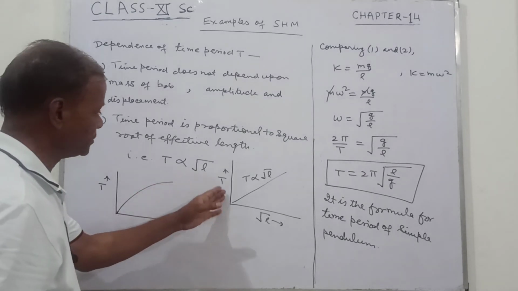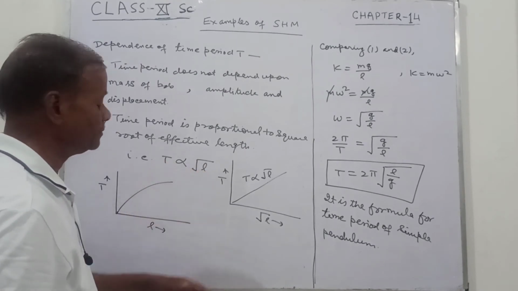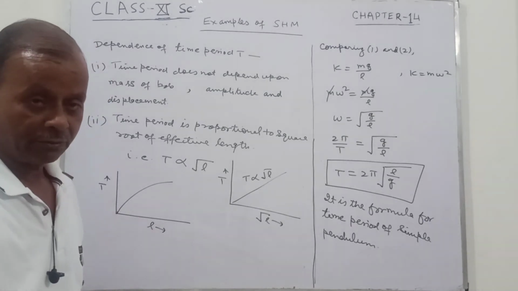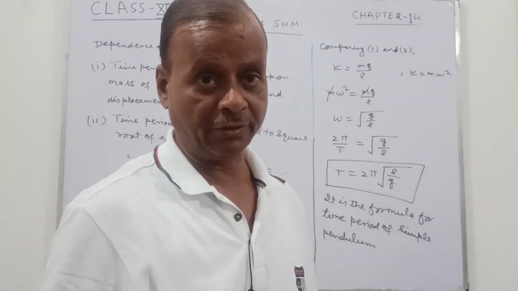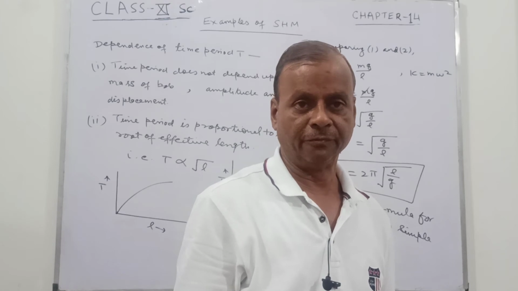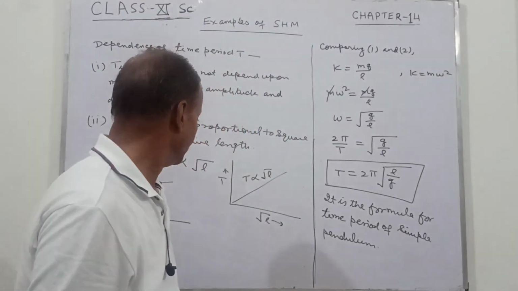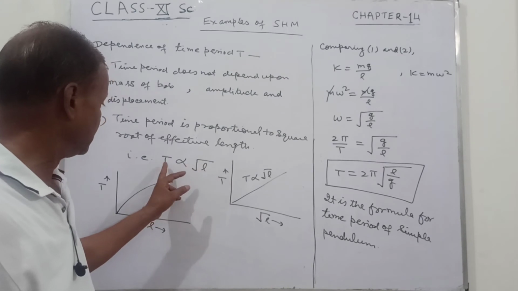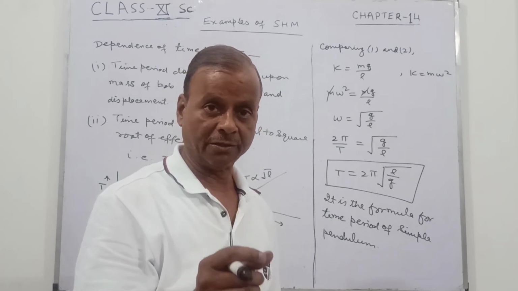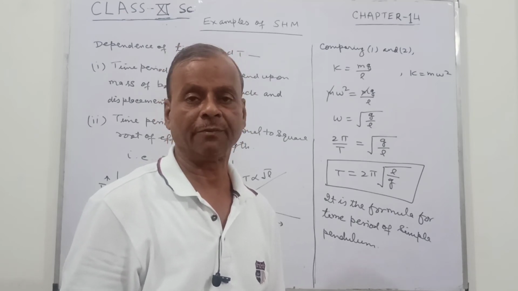So if the effective length is increased or decreased, then the time period will increase or decrease. If L increases, T will increase. If L decreases, T will decrease. A very simple example: suppose we have a hollow pendulum filled with water having a hole at the bottom, and the water is allowed to flow while the pendulum is vibrating. As the water goes out of the bob, the effective length will increase, so the time period will increase. It means that it will vibrate slowly.